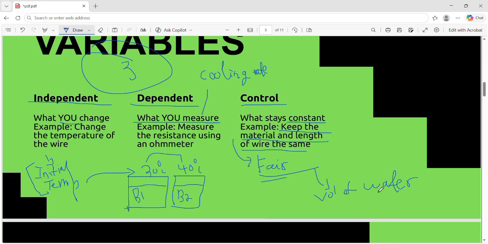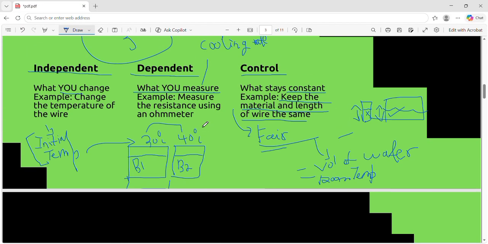Then you can also have room temperature, because they have to be in the same room, so room temperature also has to be constant in this example. Or maybe the size of the beaker, both beakers have to be the same size. If one beaker is this much and another is this much, then there will be a difference in the cooling rate. Even if the level of water is the same, the volume will be different, because this will have more volume and this will have less volume, so it'll be different. So this is an example.